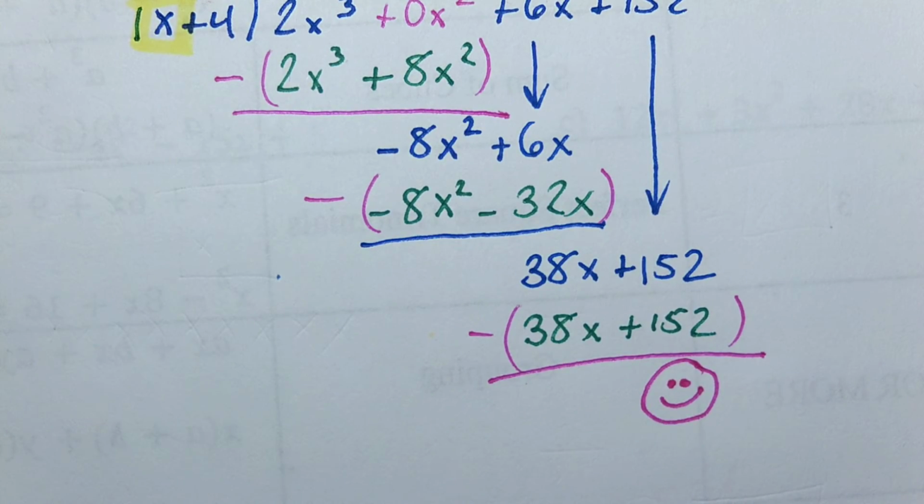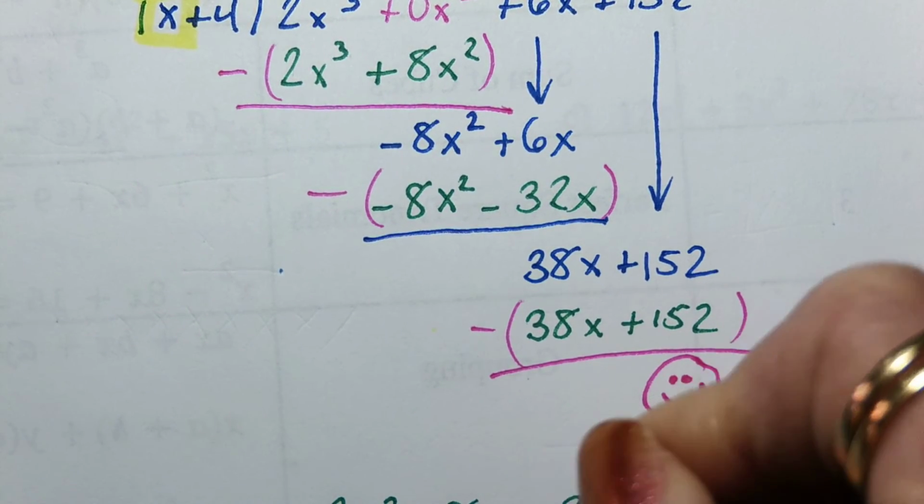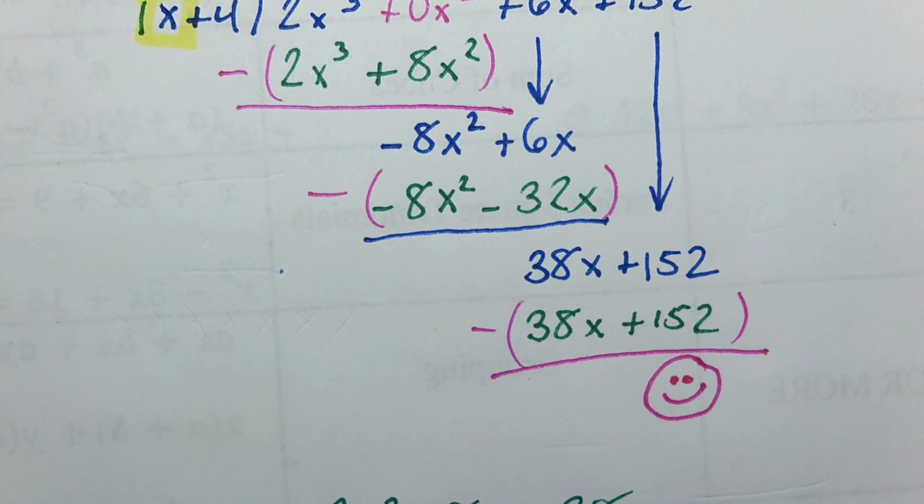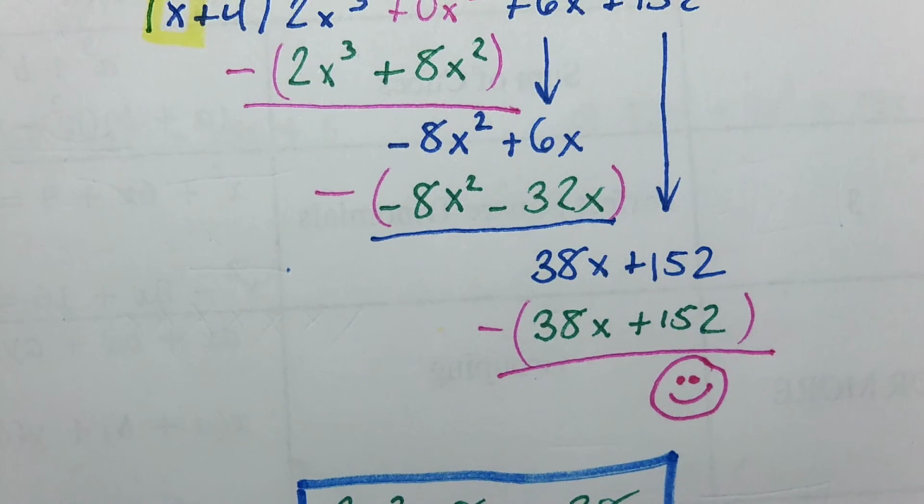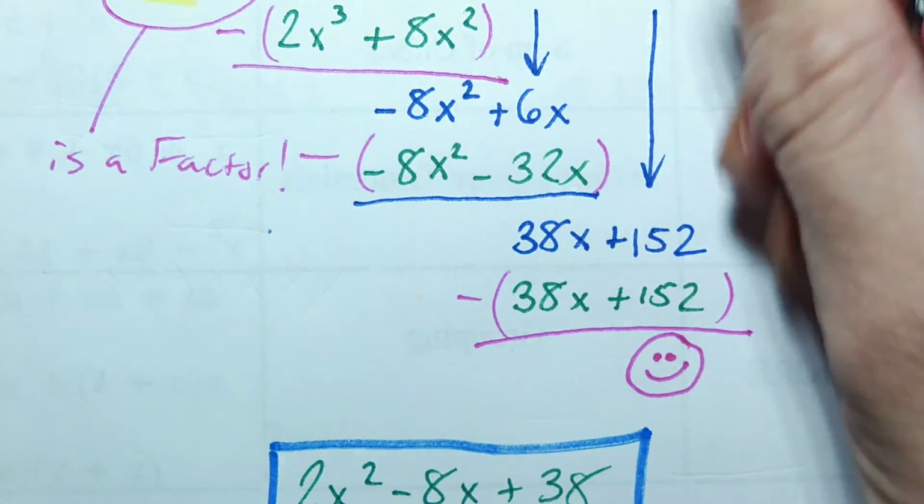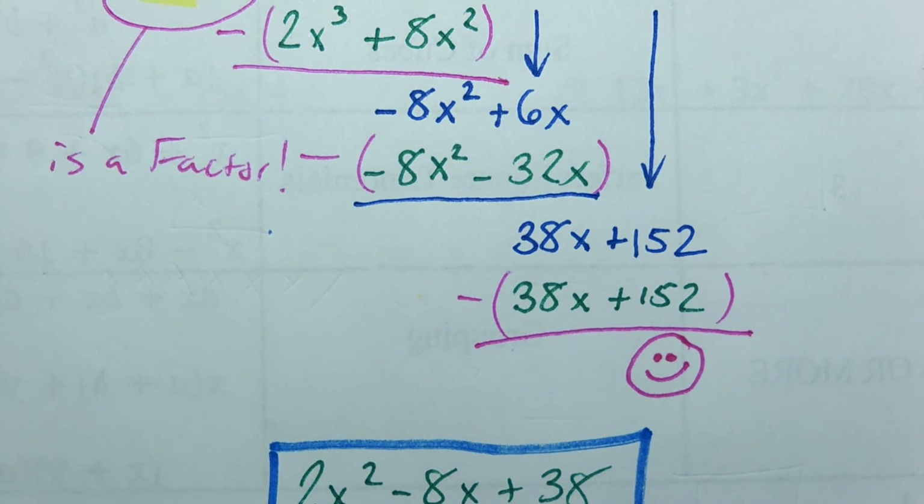So I want you to first write the answer, which is just 2x squared minus 8x plus 38. And again, we're not going to factor this. We could take a GCF of 2 out. But what I want you to note is that x plus 4 is a factor of the dividend, and so is the quotient. So when your remainder is 0, you have found 2 factors.